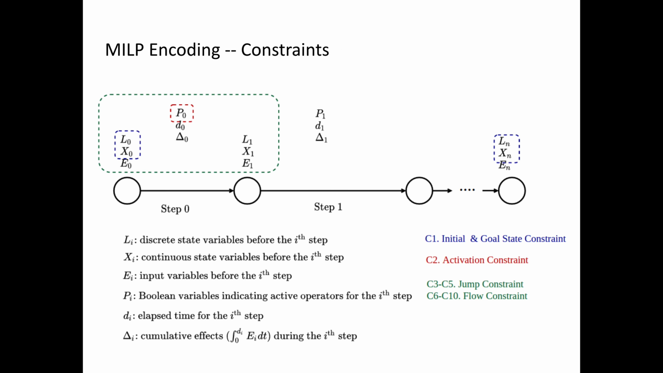We have 10 constraints to make sure the solutions are valid for our planning problem. They can be classified into 4 categories. The first is for the initial and goal state constraints. The second class is to enforce there is only one activated action at each step. The other 2 categories encode the conditions and effects of the activated jumps and flows. So I will just skip the first category because it's trivial.